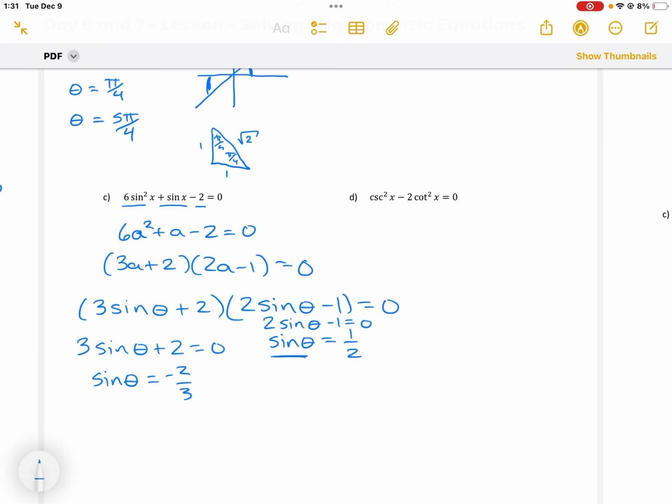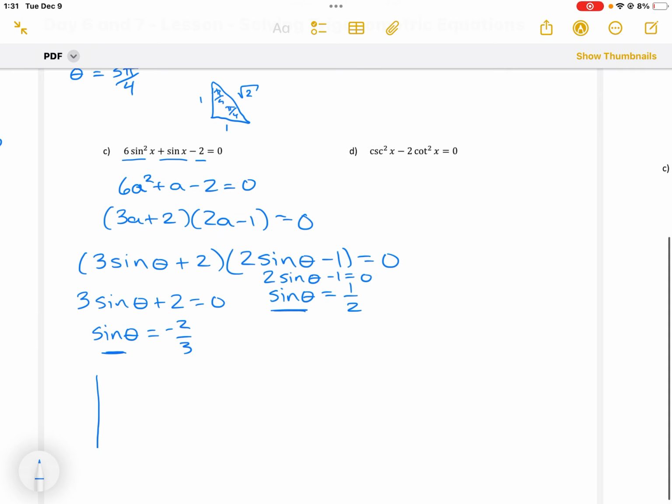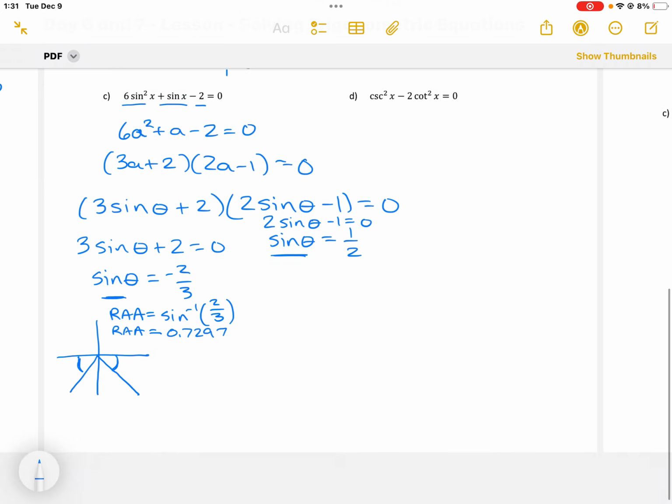One of them is a special triangle and one of them is not. The approach is the same. So here I'm going to figure out, because sine is negative, I could have a solution in my third quadrant or my fourth quadrant. I'm going to find my related acute angle by taking the sine inverse of the positive ratio. This is going to give me my related acute angle of 0.7297, which is this distance here and this distance here.